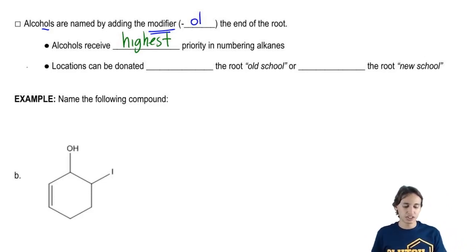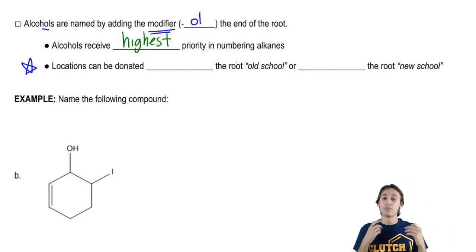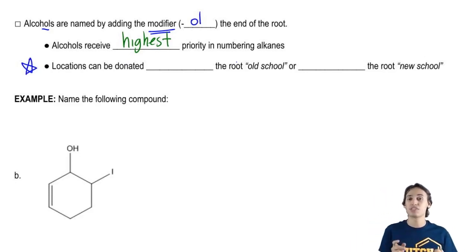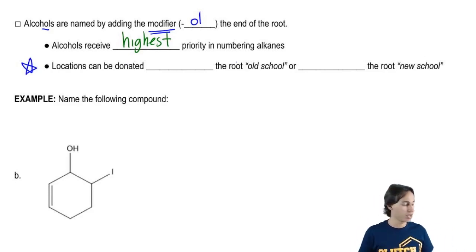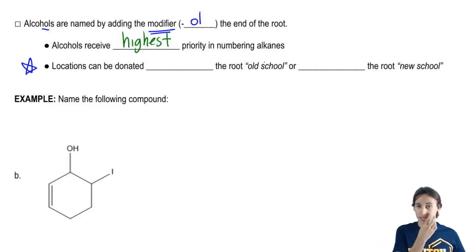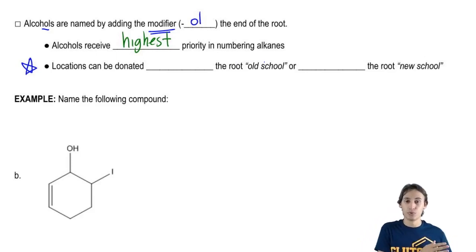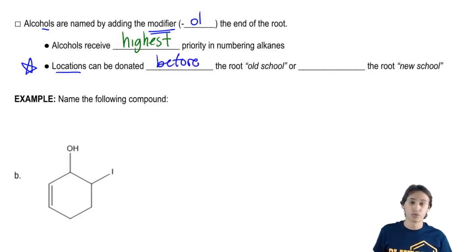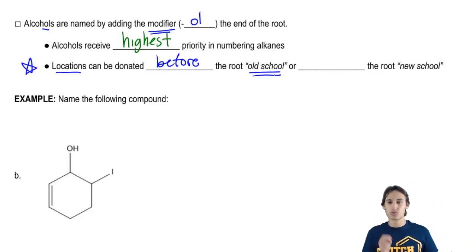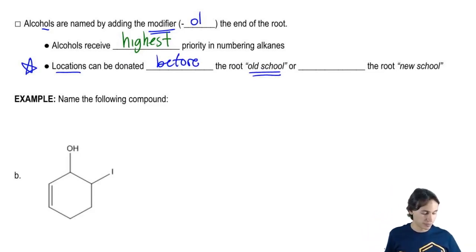The thing is that there's actually, I'm just going to star this. Whenever we get into the idea of modifiers, now we have differences in where we can put the location, okay? So basically, in the previous example, I showed you that you could put the location before the root. And if you do that, that's fine. If you put your location before the root, so for example, 1-pentene, that would be considered the old school method, okay? And that's fine.